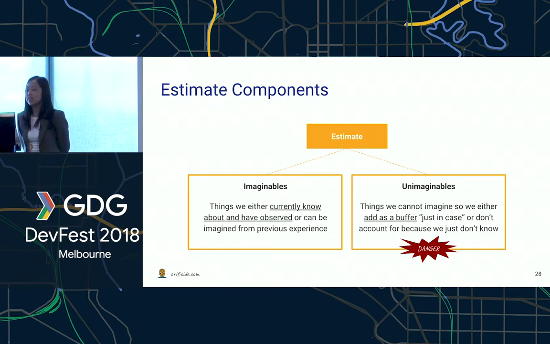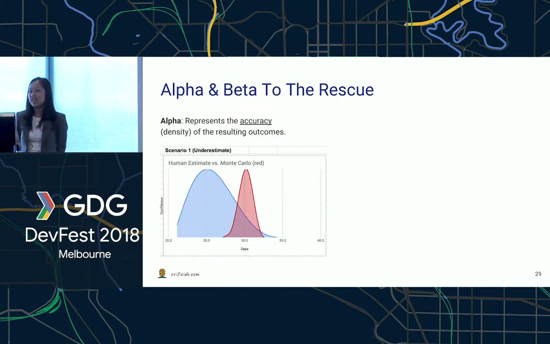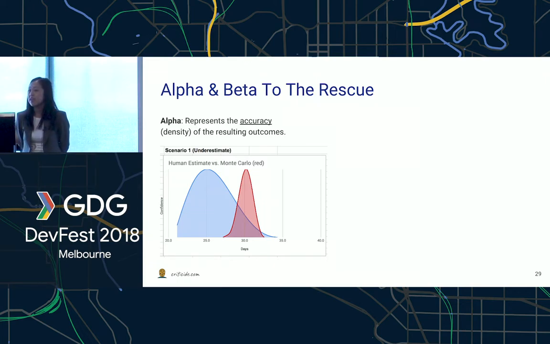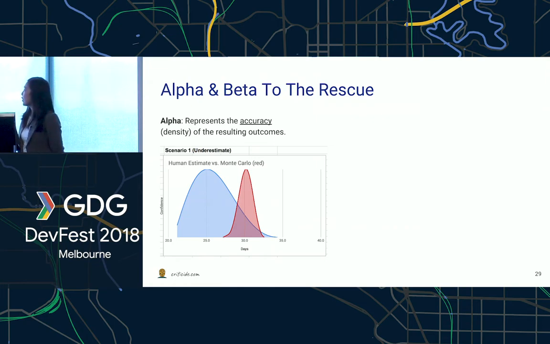And so, the Monte Carlo already helps us to distinguish the difference between the imaginables and the unimaginables. So let's take a closer look at the resulting distribution, in particular the beta distribution. It has two parameters, the alpha and beta, which we can use to deal with the shortcomings of the unimaginables. On the left here, we can see that alpha represents the accuracy. And we can see that the blue distribution, which is the one-off human estimates, has twice as many likely outcomes as the Monte Carlo.